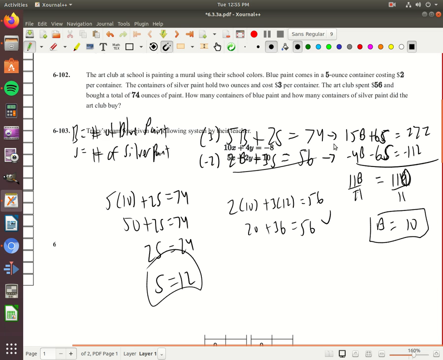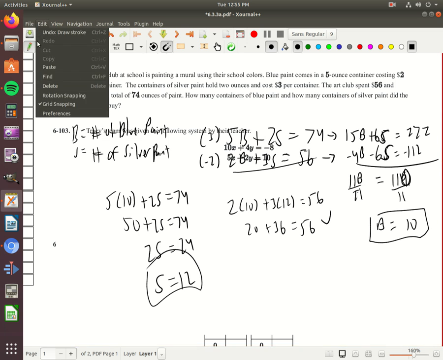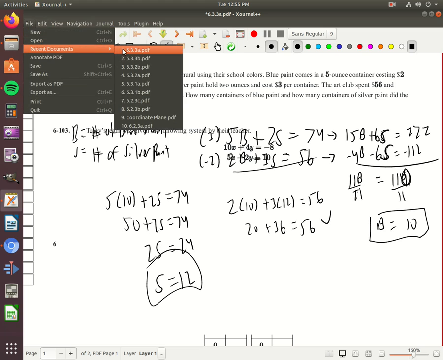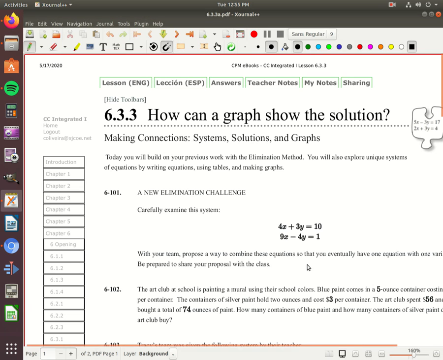And again, unfortunately, I deleted that and made it messy, so I apologize for that.